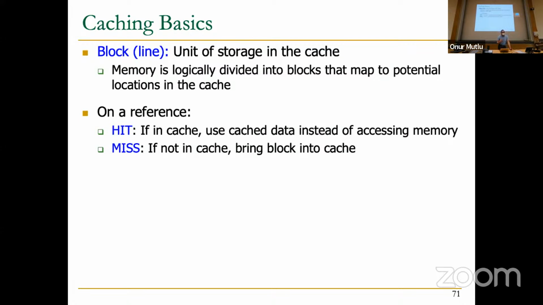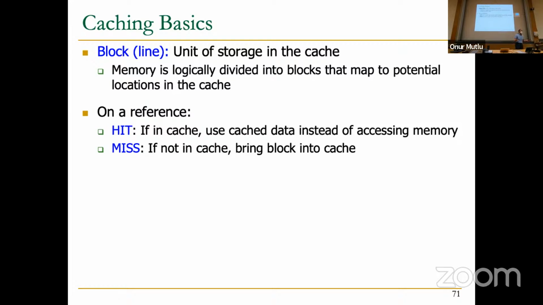On a reference, whenever you access an address, you check whether the block exists in the cache. It's called a hit if the block is in the cache. And then you use the cache data instead of accessing memory or accessing the next level. Hopefully this is obvious. It's called a miss if it's not in the cache, and you bring the block into the cache if that's the case.